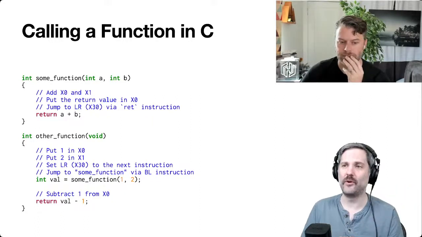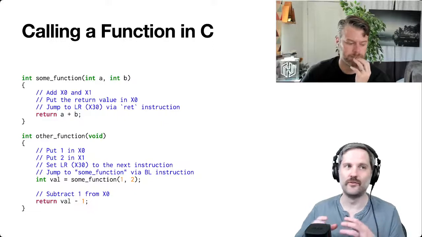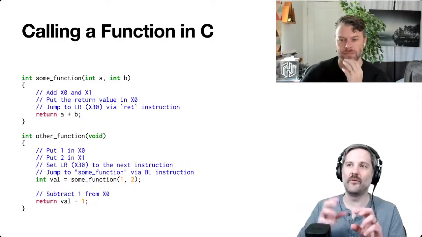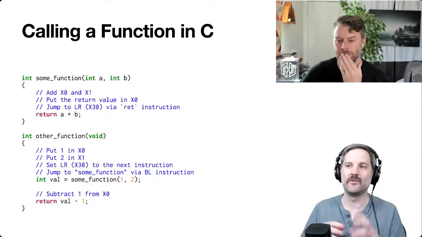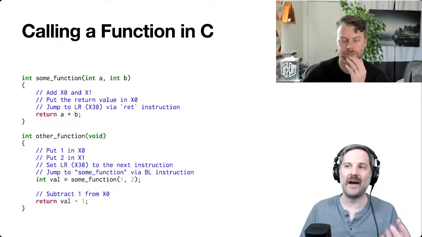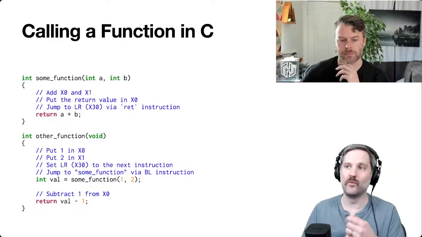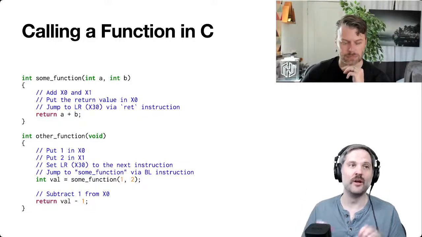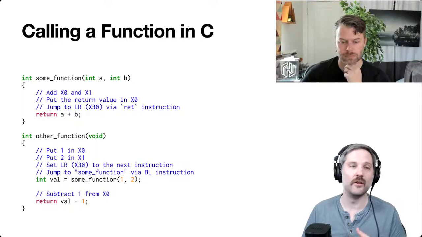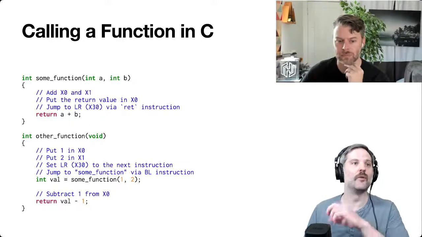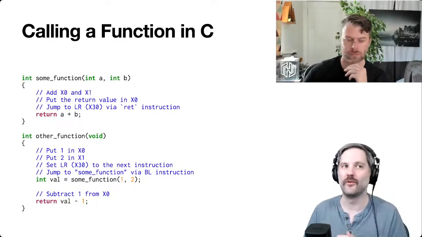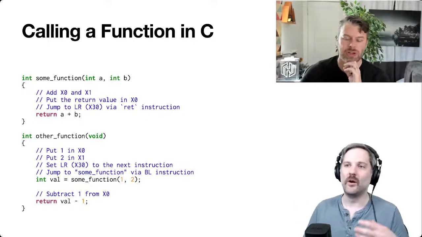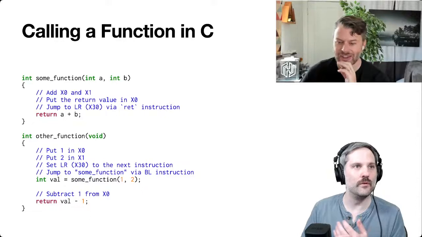If we were to write this out in essentially pseudo assembly code, we'd add X0 and X1, put the return value in X0, and then jump back to the point where we returned, which is in the LR link register, which is just another name for X30. So where we return back to is stored in X30, or LR.